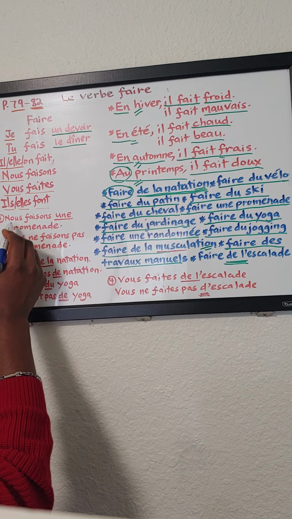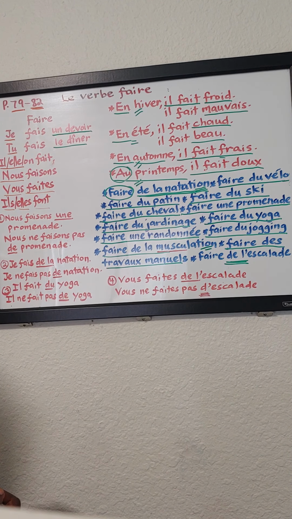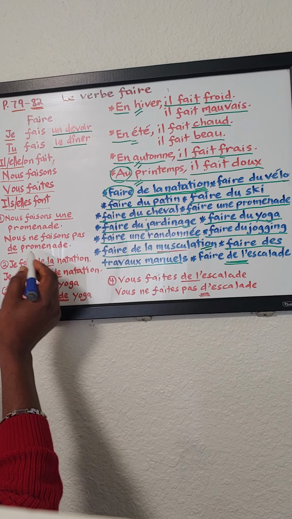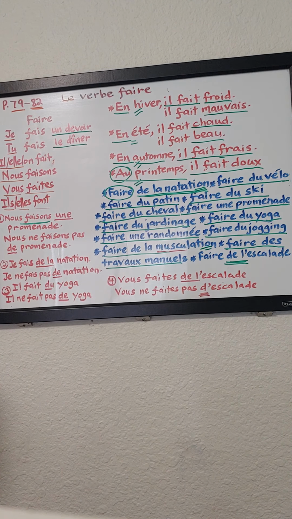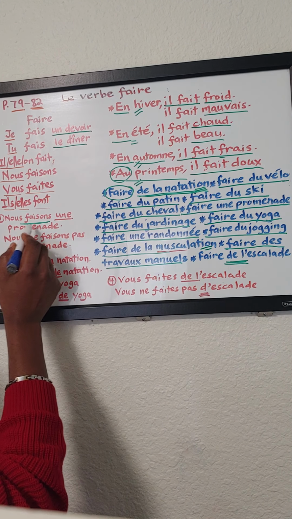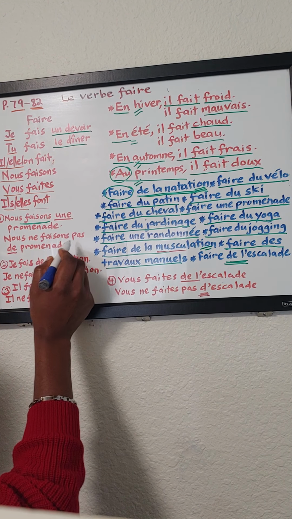Now, what if the faire expressions used here are used in their negations? For instance, nous faisons une promenade. We're going for a walk, right? Now, if you want to say we are not going for a walk, you will do the negation. You know how to do the negation. Nous faisons: you put the ne in front of faisons and then pas after the faisons. So nous faisons une promenade will become nous ne faisons pas.